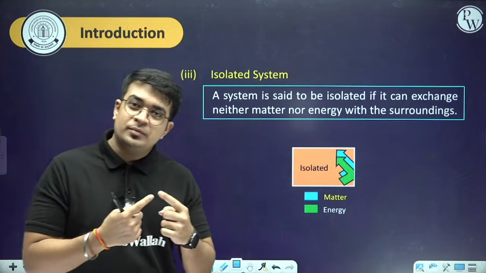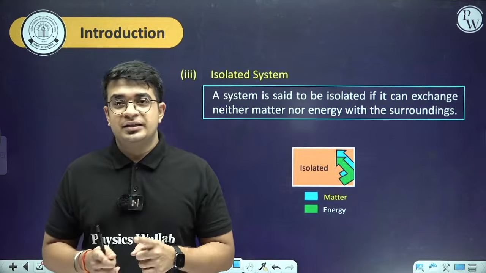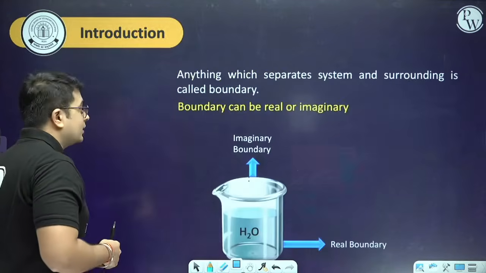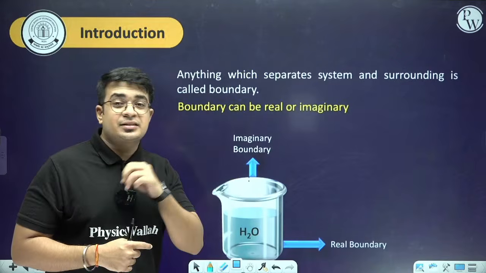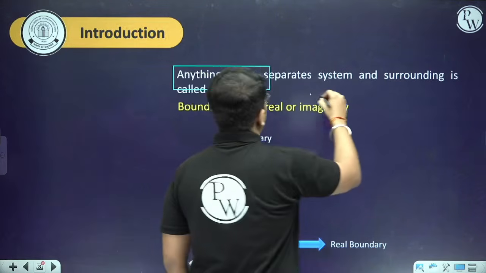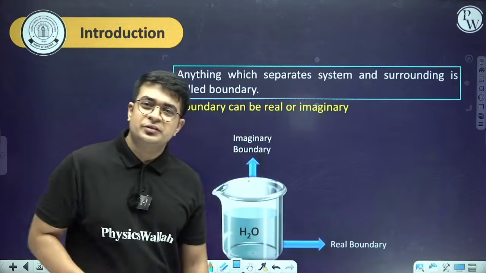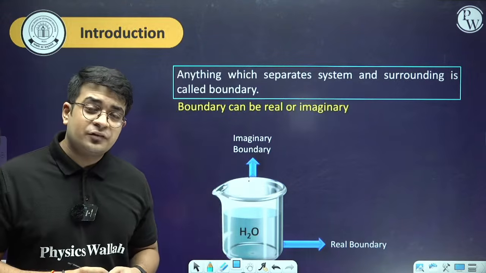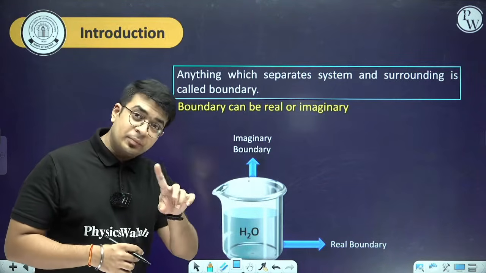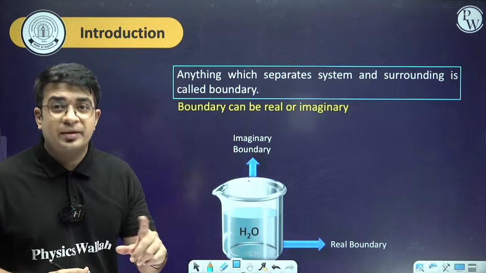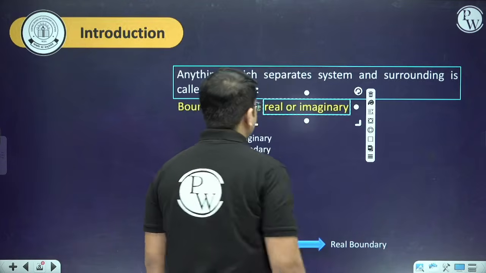Now there should be some difference between system and surrounding. How can I differentiate system from surrounding? That differentiation is known as the boundary of separation. So the next part is your boundary. Always remember, anything which separates the system from the surrounding is known as the boundary. I know you all know these easy terms, but this is the first part of thermodynamics, and you need to be familiarized with all these concepts. Now a boundary can be real, which is easily visible, or imaginary, which is not that visible.